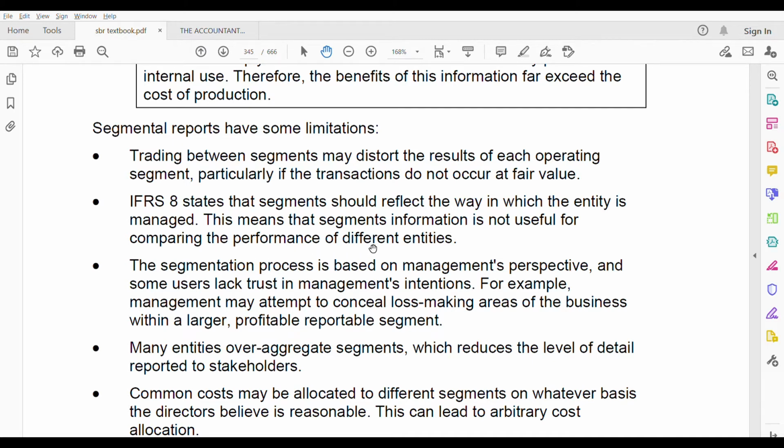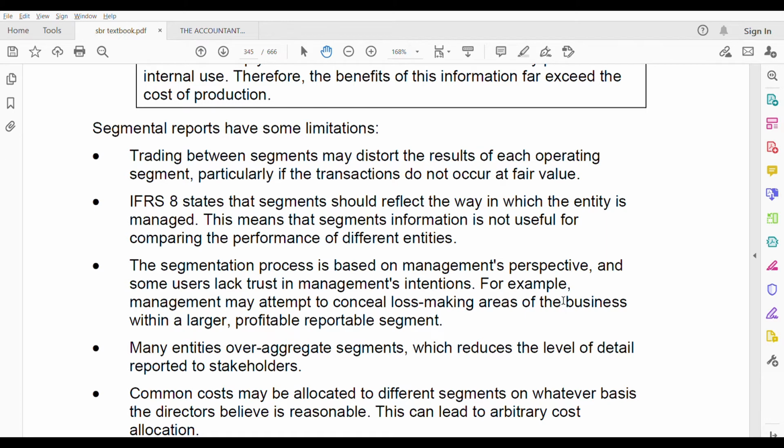And also this is based on management's perspective, the way they segment. Some users lack trust in management's intention. They don't have trust in managers' intention. They might think managers are segmenting the way they are for their own benefit, not for the user's benefit. So what happens? They may attempt to conceal the loss-making areas of the business.